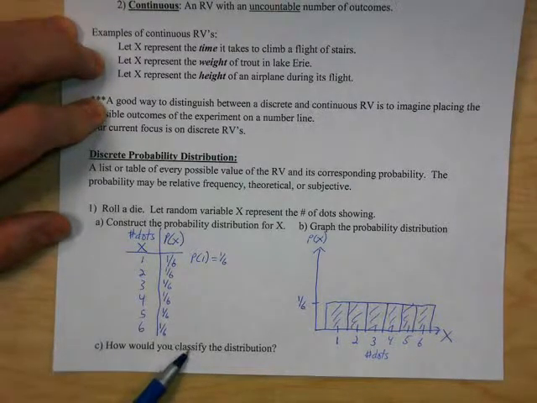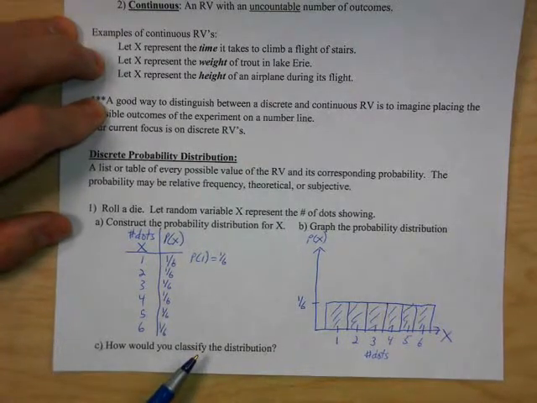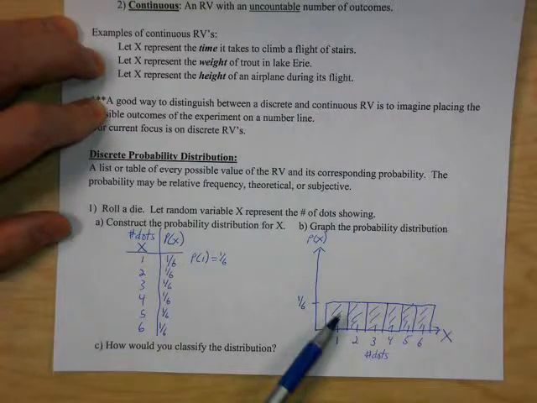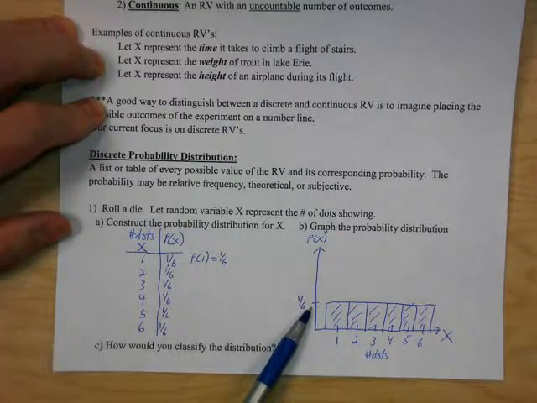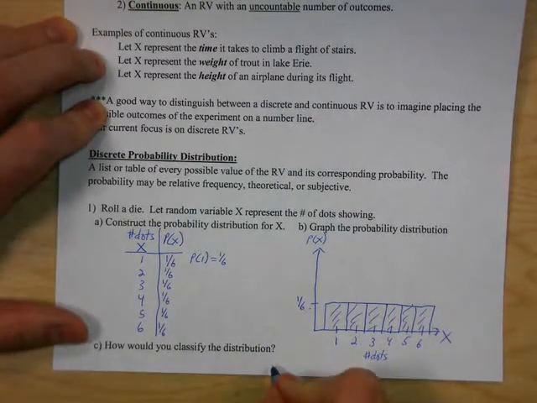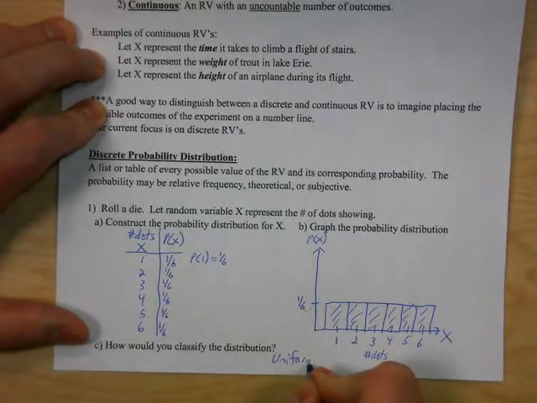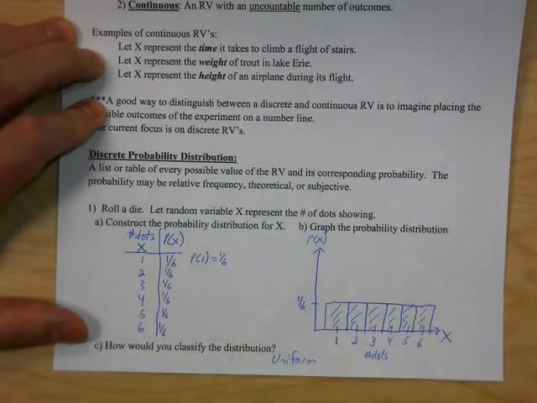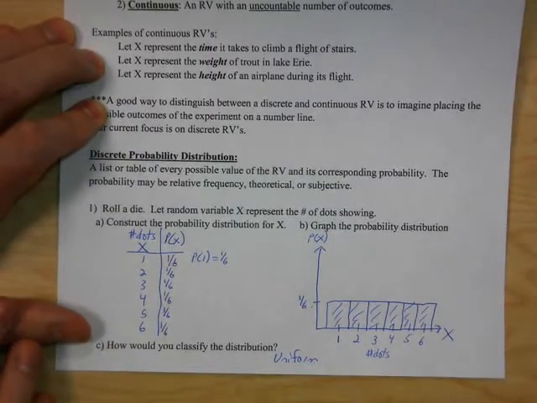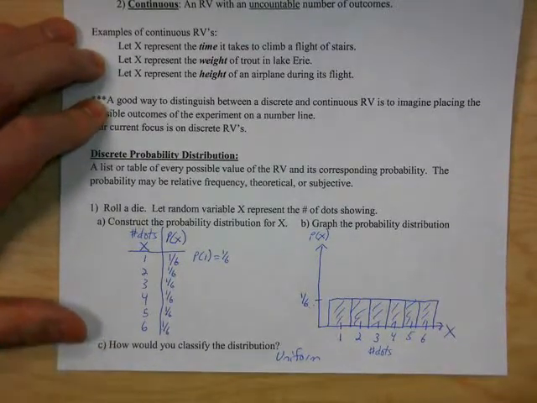And how would you classify this distribution? That means, are we looking at a normal distribution? Is it uniform? Is it skewed left, skewed right? Well, all the values are the same here at 1/6, so that is a uniform distribution. So the name of that distribution would be uniform. Hopefully you see that's pretty basic. Not too crazy yet.